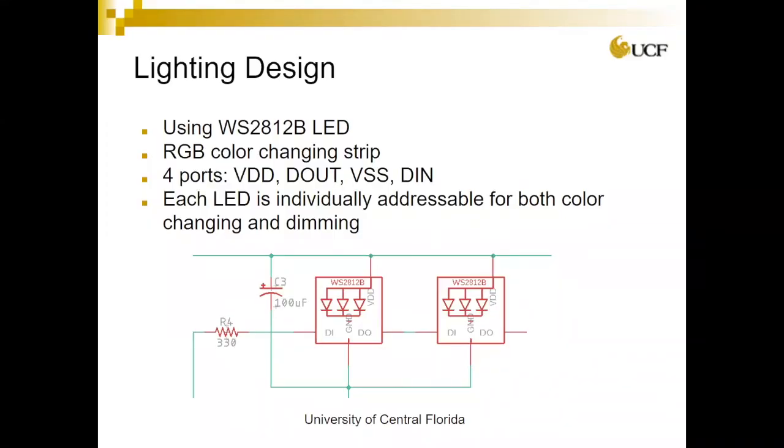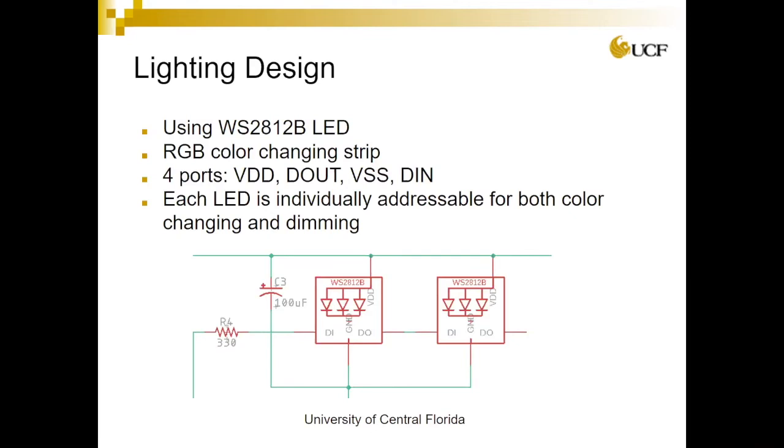For the lighting portion of this project, we will be using the WS2812B LED as the product. This is an RGB color changing LED strip. The product has 4 ports. VDD is the power supply, D-out is the control data signal output, VSS is the ground, and D-in is the control data signal input. The great thing about this product is that the VDD, VSS, and D-out for each LED closest to the power is connected to the VDD, VSS, and D-in respectively of the next LED in line already.